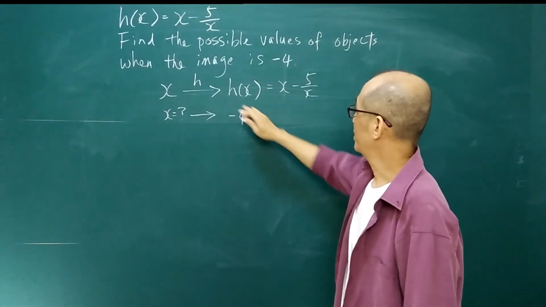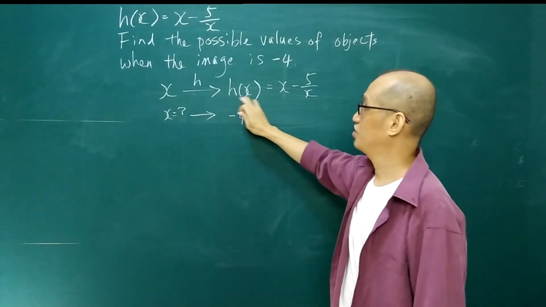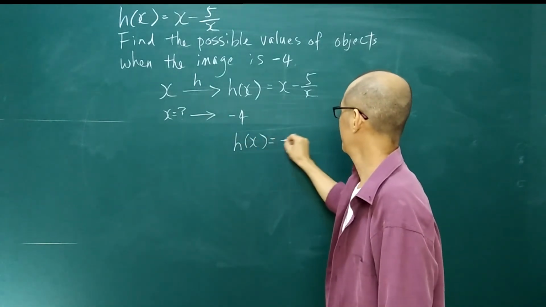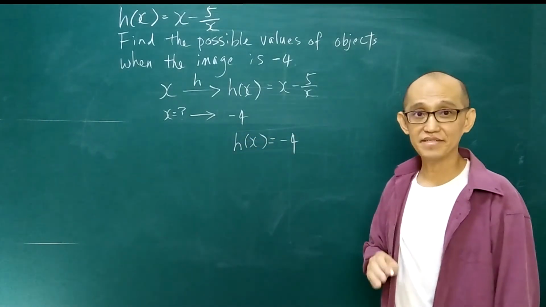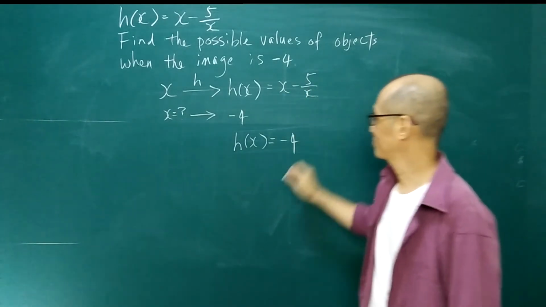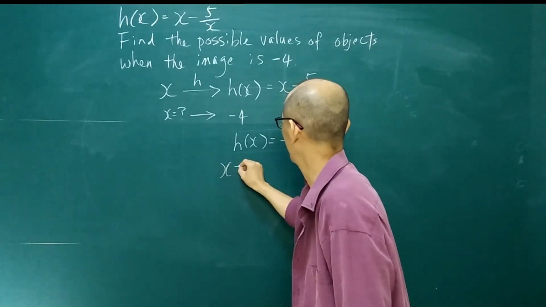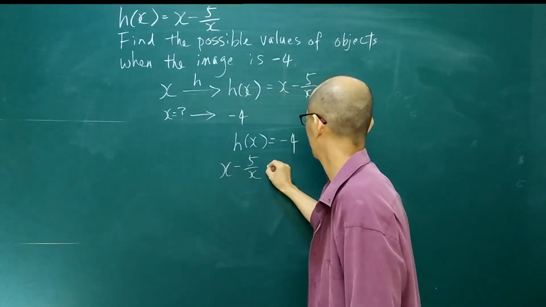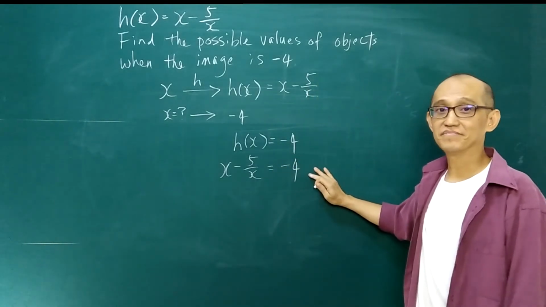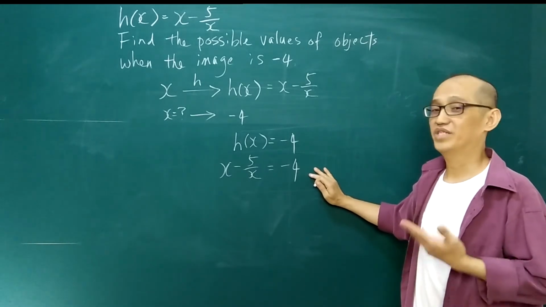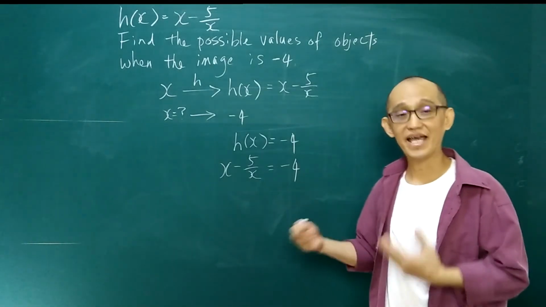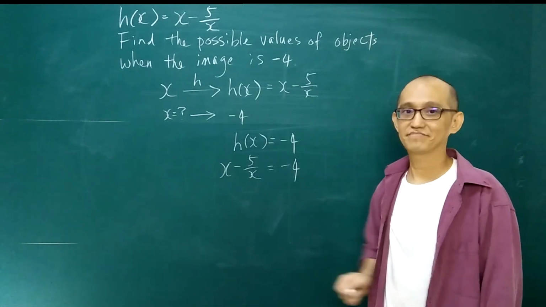Right. So we are given h(x), the image, is -4. So h(x) is -4. But then h(x) is also x minus 5/x. So x minus 5/x equal -4. We get this equation. So what we need to do now is to solve this equation to find the value of x. And that is going to be the object.